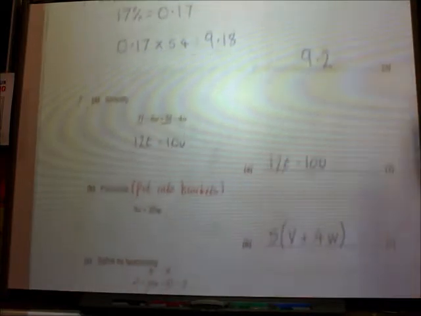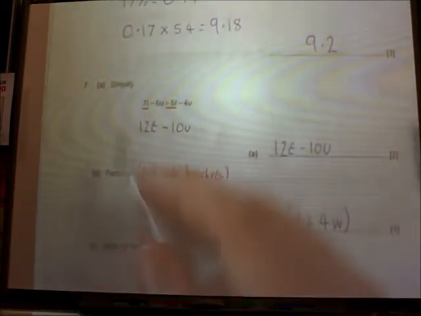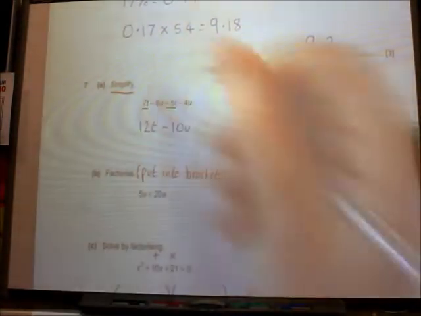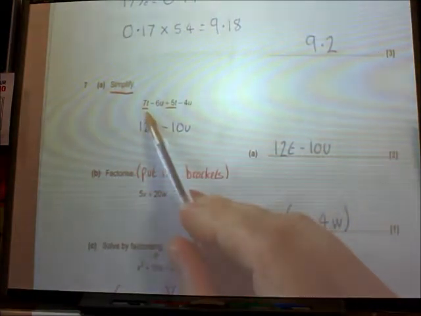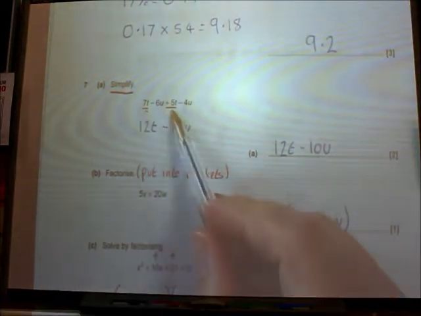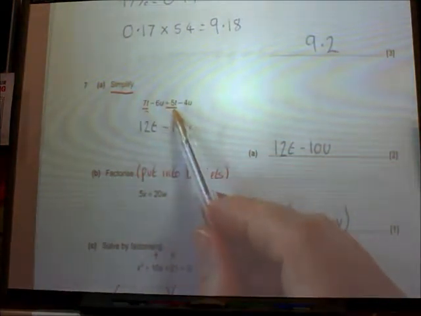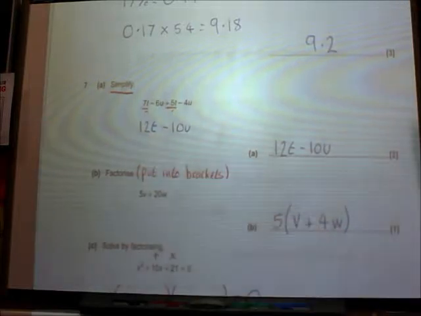Question 7, simplify. So simplify is a keyword, it means make simpler. So let's do your t's first. So you've got 7t and adding 5t, so that's where you get your 12t from.